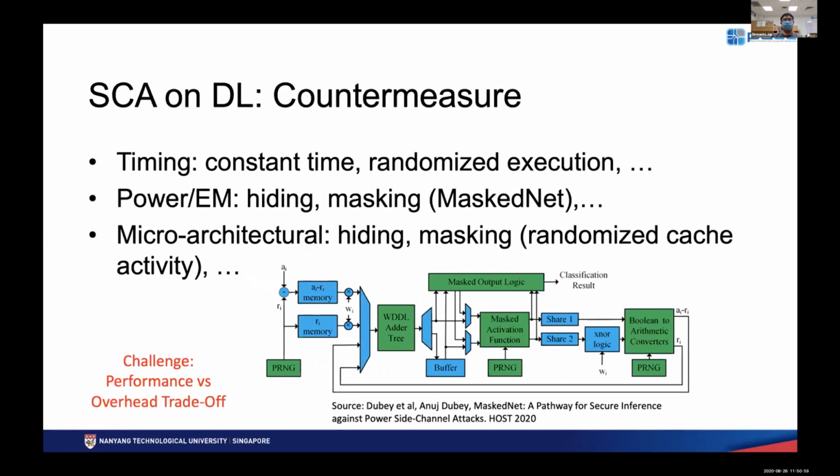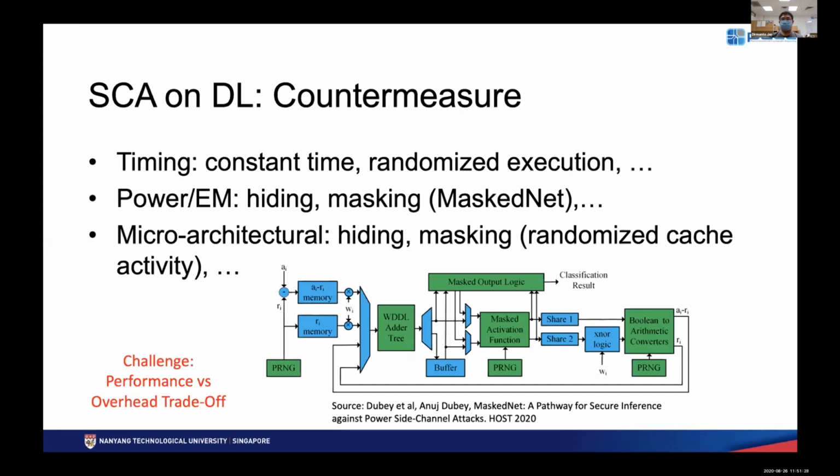Lastly, the most important part: we have all these attacks on deep learning, so the question is whether we should consider a countermeasure for all these attacks. The simplest idea is to adopt the countermeasures from side channel attacks, in this case mostly hiding or masking. For timing, it is basically constant time or randomized execution.